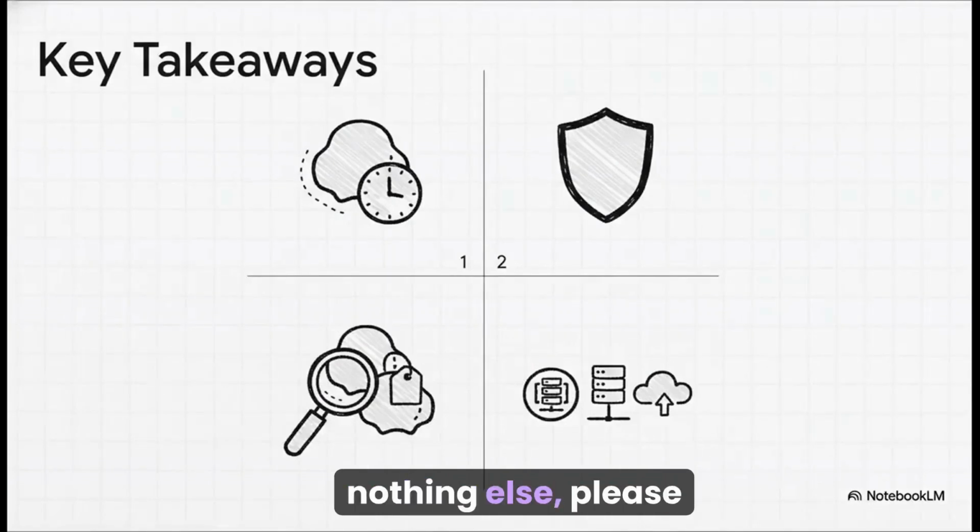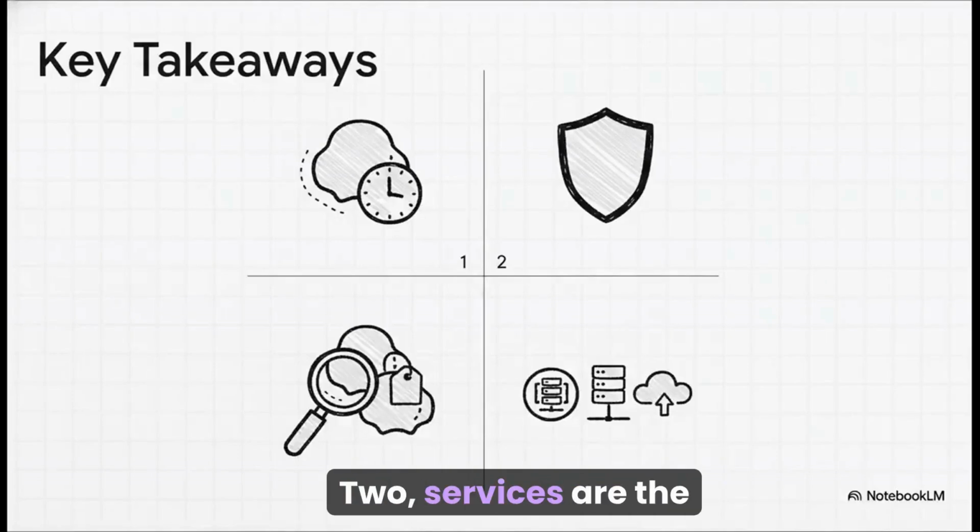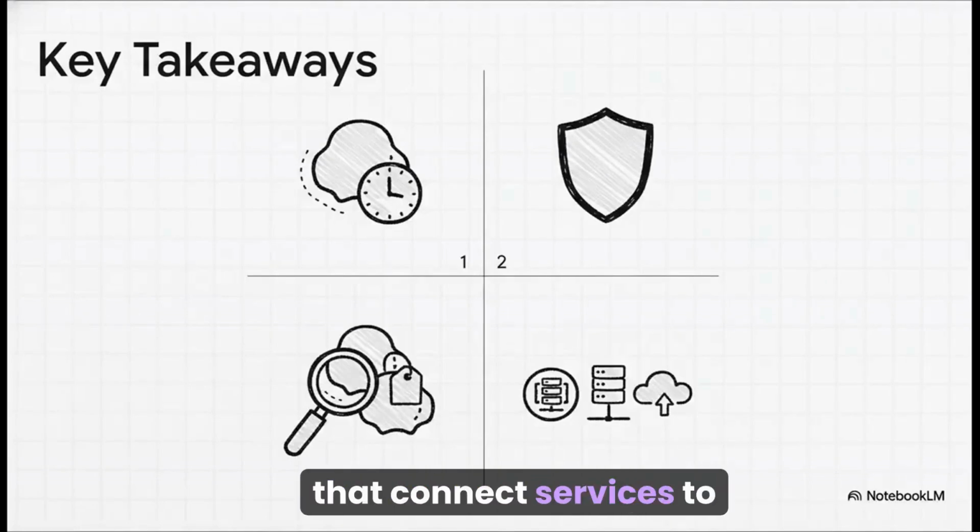So if you take away nothing else, please remember these four things. 1. Pod IPs are temporary. Don't trust them. 2. Services are the solution. They give you a stable address. 3. Labels and selectors are the glue that connects services to pods. And 4. Choose the right tool for the job. Cluster IP for internal stuff, node port for dev, and load balancer for production.